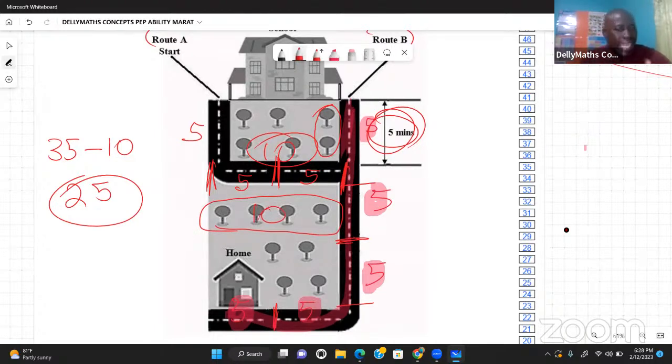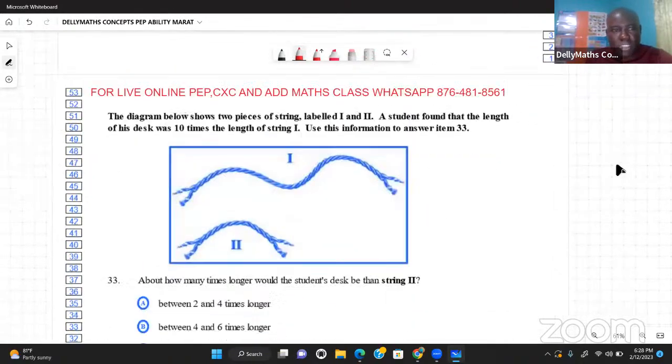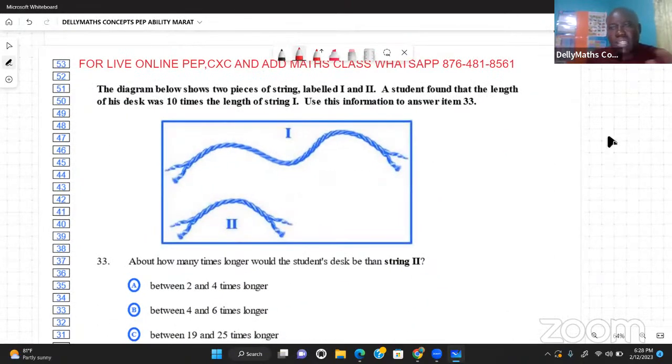So you could use that to help guide yourself to the answer. The answer would have been 25 there. So you have to look out, be careful. Let us look at this one.